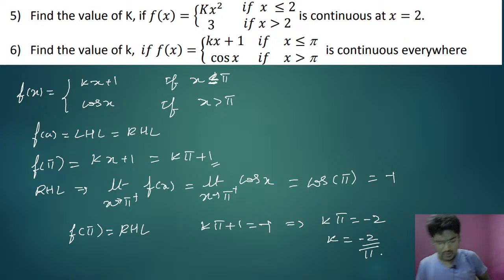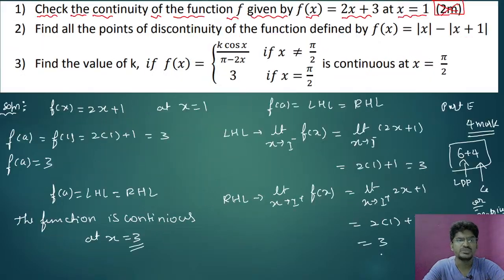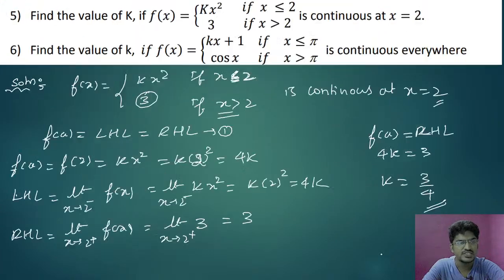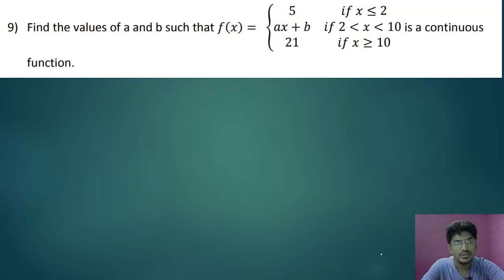So k equal to minus 2 divided by pi is your answer. Okay, so we have solved 6 problems, and I feel that all of you have understood these 6 problems. If you have any doubts, you can ask about these 6 problems. Otherwise, I will go for the 7th one.